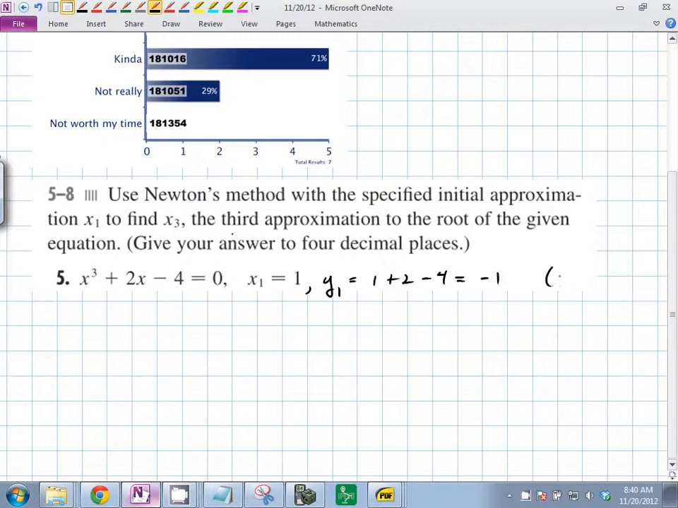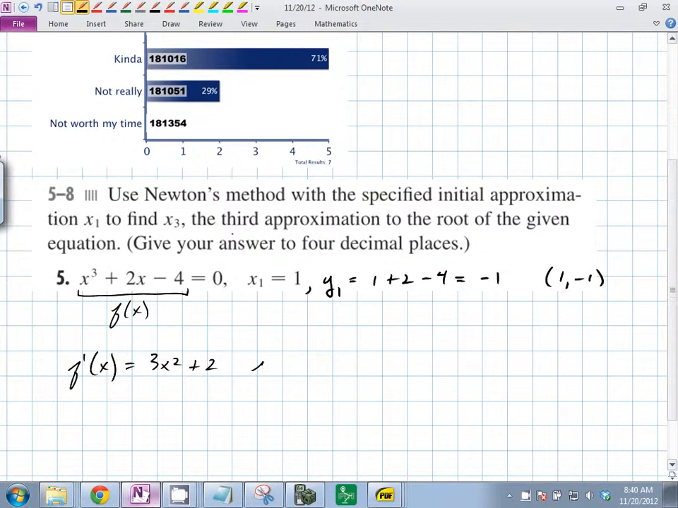So the point is 1, negative 1, right? You're now trying to find the tangent line at that point, correct? So what do we need to find? The derivative of the left side here. Let's call this f of x. So what's f prime of x going to be, Noah?